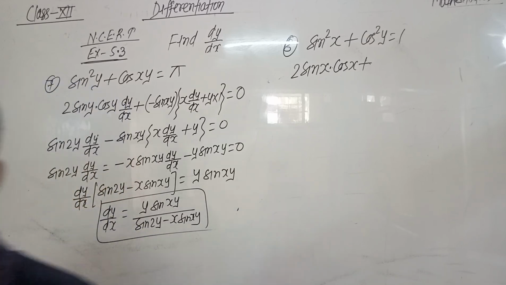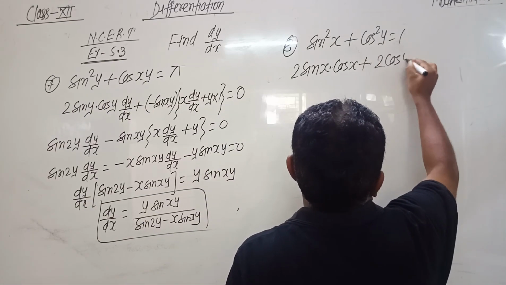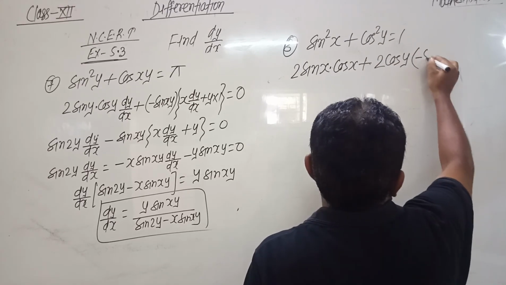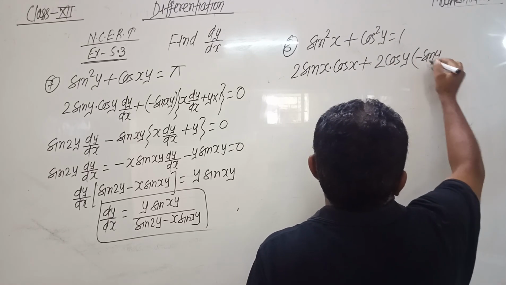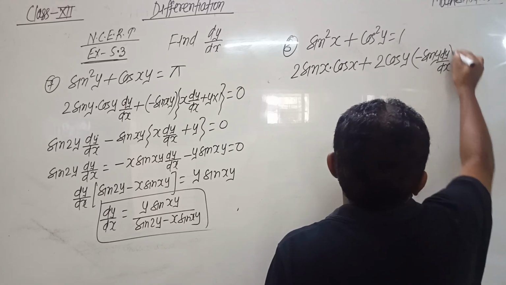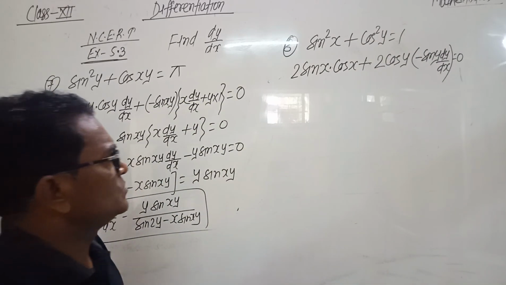Again cos²y is written as (cos y) the whole square. So differentiation of cos square is 2 cos y, and drop square. Differentiation of cos y is minus of sin y, and differentiation of y is dy by dx. And 1 is the constant term. Differentiation of 1 comes to be 0.